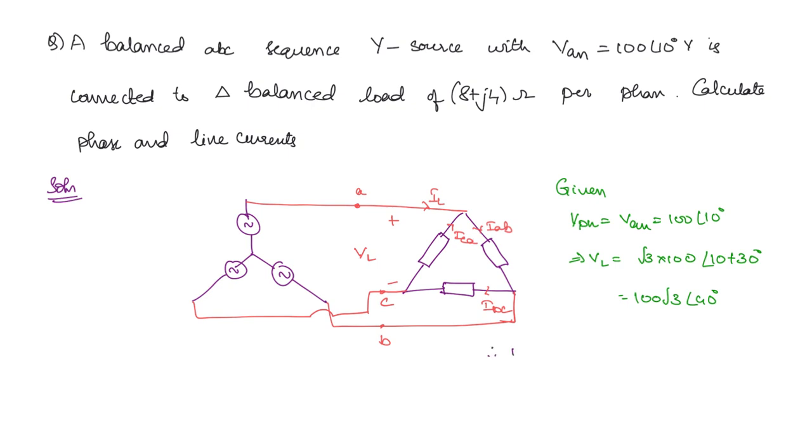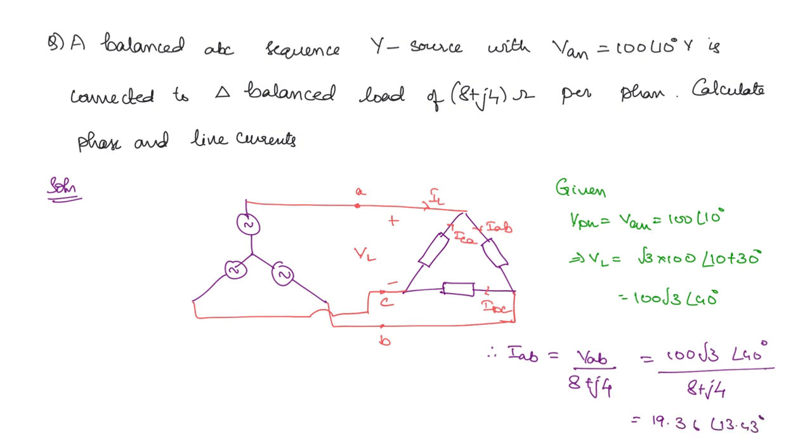Therefore you can get IAB equal to the voltage across this, which will be VAB, divided by 8 plus J4. So this is going to be 100 root 3 angle 40 degrees divided by 8 plus J4. If you calculate, you are going to get this value to be 9.36 angle 13.43 degrees.